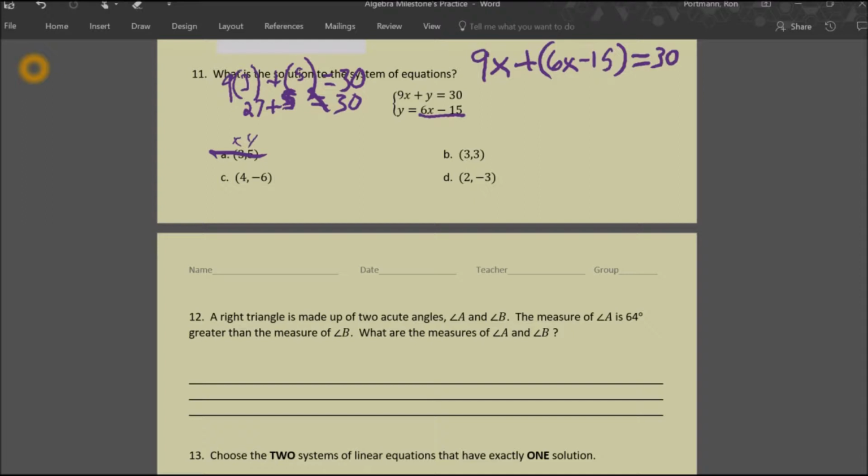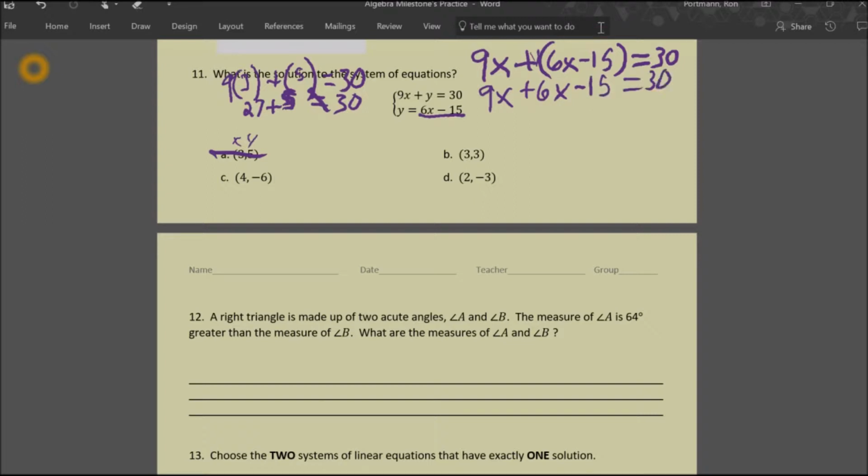There's nothing to distribute here, or you could think of it as like there's an imaginary 1 in front of here. Like there'd be a 1 right here. Well, 1 times 6x is 6x, and 1 times negative 15 is negative 15. It hasn't changed anything. So we're going to bring down our 9x, and 1 times 6x is positive 6x, and 1 times negative 15 is negative 15.